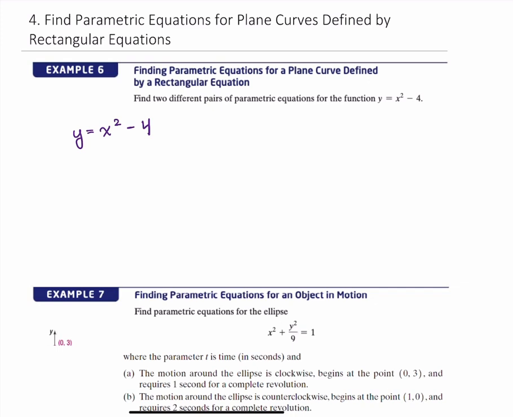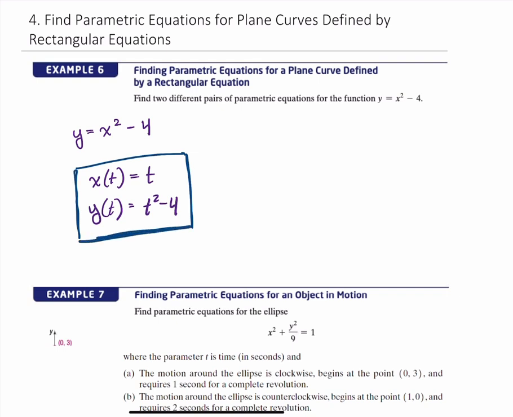One of the simplest things we can do is just call x of t just equal to t. Just whatever the t value is, that's what our x value is. In that case, y of t would just be t squared minus 4. We're replacing x with t. So that could be one set of parametric equations in terms of t that defines the same shape.